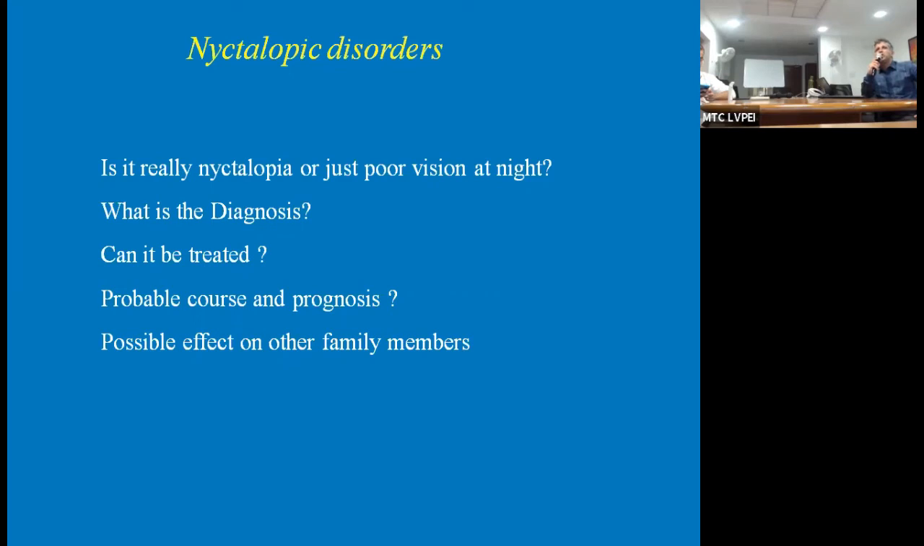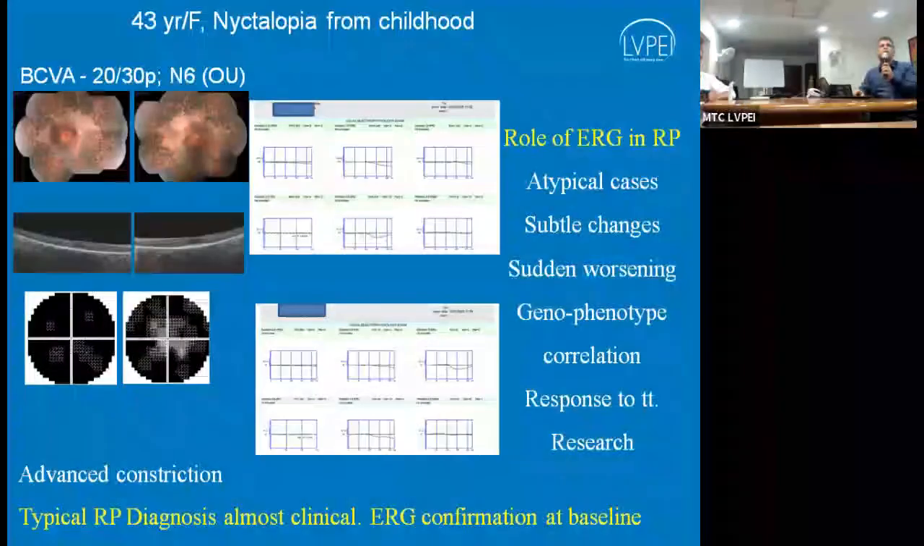For such a person, it is unnecessary to load them with all the tests like VEP, ERG, whatever we know, is not required. True nyctalopia is when a subject goes into a dark-adapted room, he or she will be very fearful to move from their place, to such an extent that their night activities will stop. These are the true nyctalopia. And then the question is, can it be treated? Probable course and prognosis, possible effect on the other family members.